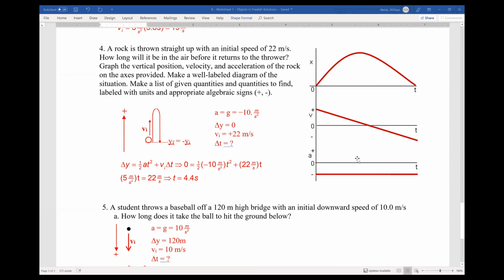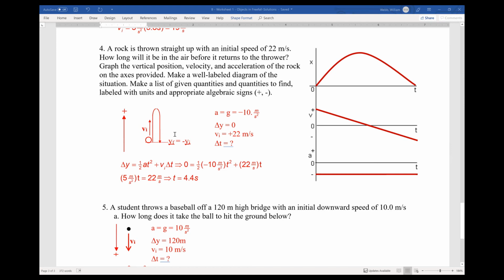And then as they mentioned in the previous question, and a couple previous questions, the acceleration is constant because it's just due to gravity. And so it's just going to be a constant line at -10 or -9.8 for acceleration. Then it says, make a well-labeled diagram of the situation. So the velocity is upward. I've chosen upward to be the positive direction.